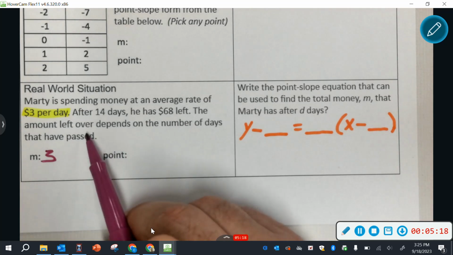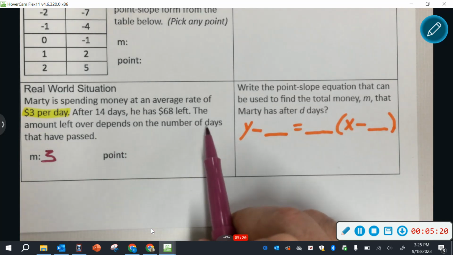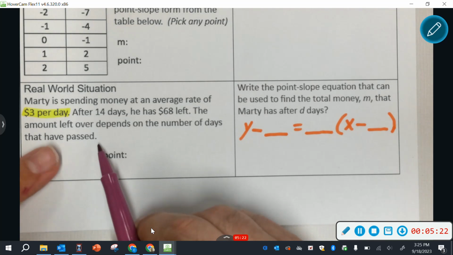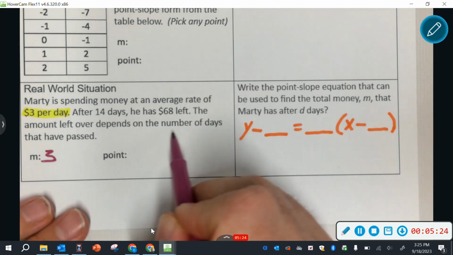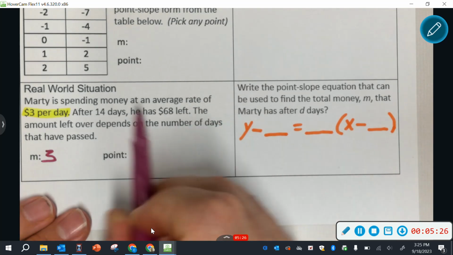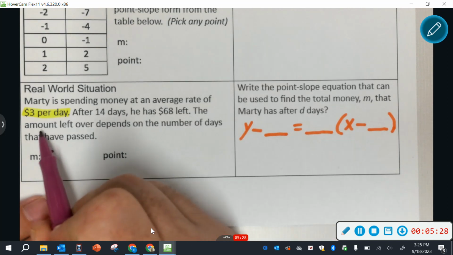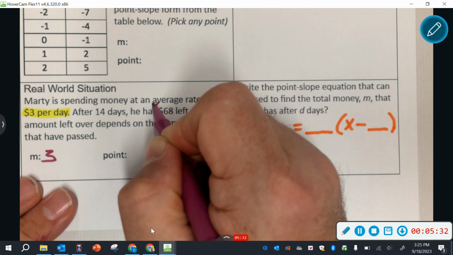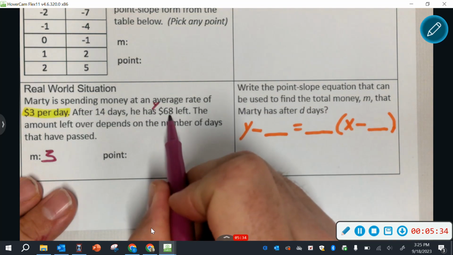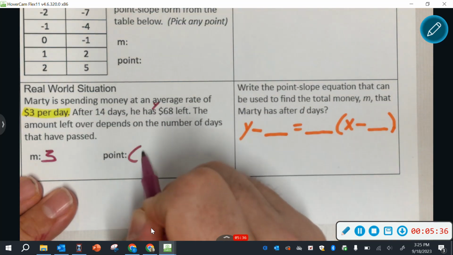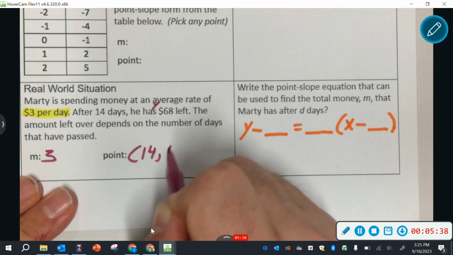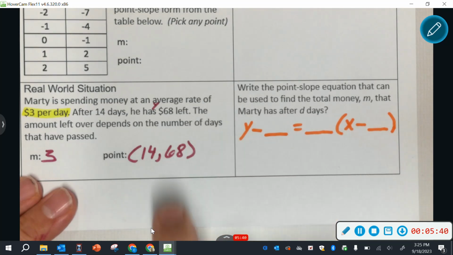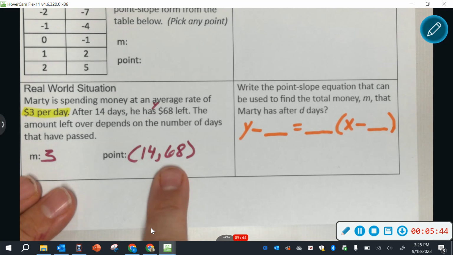The amount of money left over depends on the number of days that have passed. Okay? So the amount of money left over depends on the number of days. So that tells us this $68 is our y. So the point we're going to use is 14, 68. If you don't understand how I got that, make sure you ask Mr. Adams. That's me, your teacher.